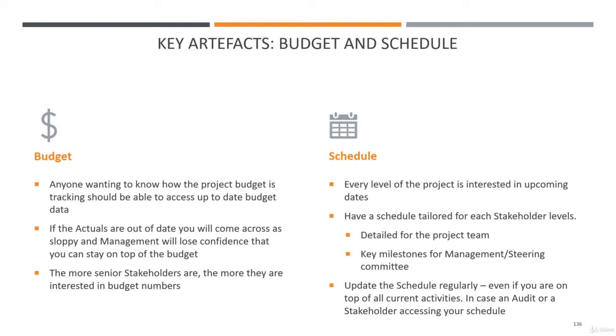Even if you know what's going on, it needs to be up to date. There's nothing worse than someone having a look at your schedule and noticing some tasks that are completed that are not put at 100%, or someone coming to you and saying, well, we are very late on this, when in fact we are not, it's just that the schedule is not up to date.